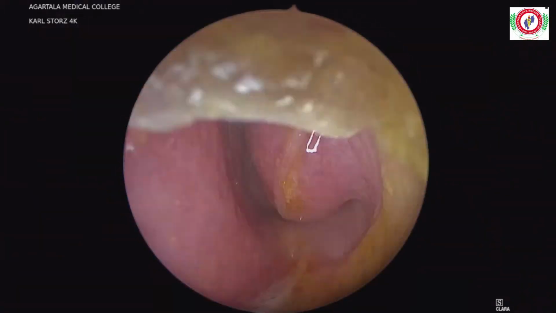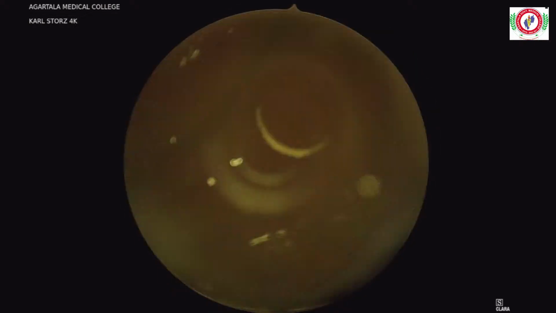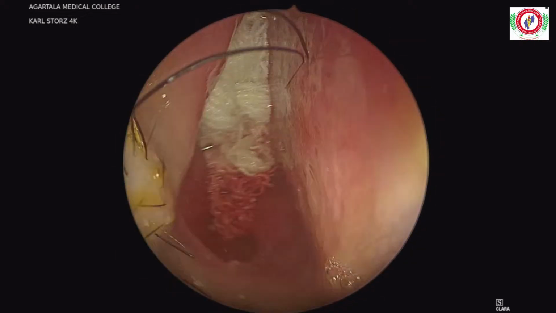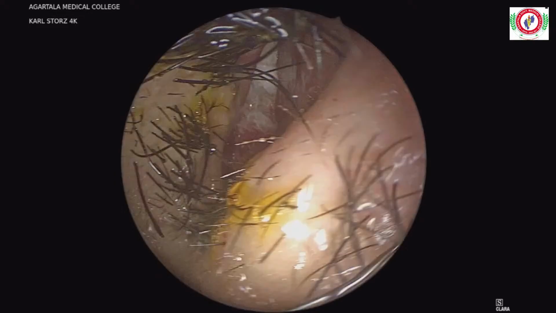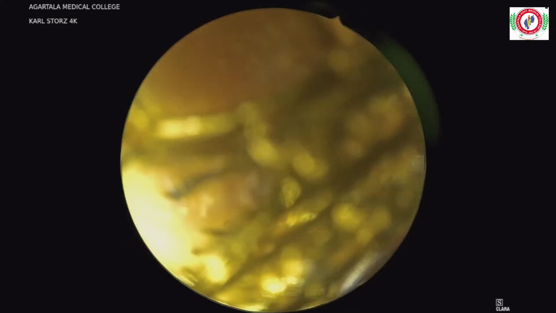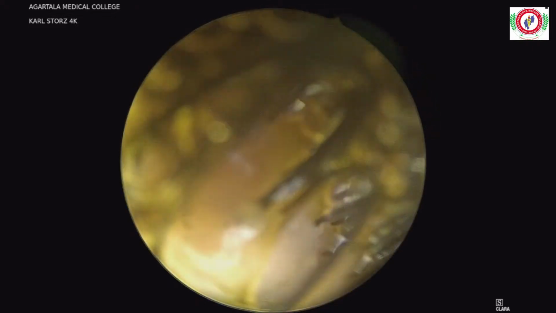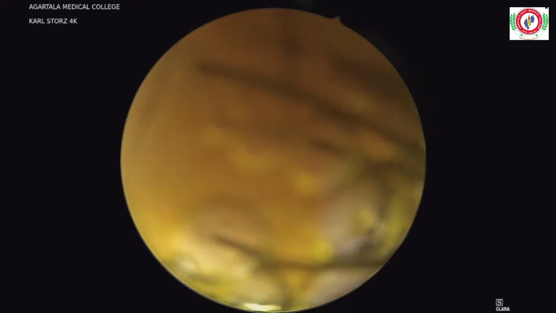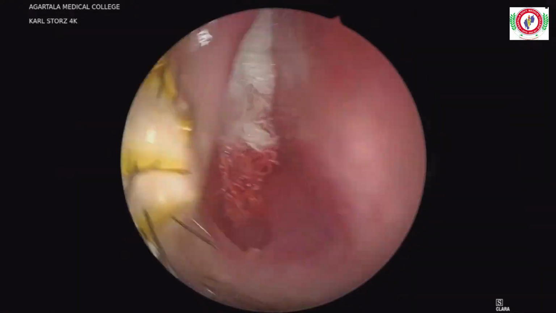On the left side also there are little secretions, but except for a small polyp which is an incidental finding, there is no disease on the left side. So I think we do not need to go on the left side. Correct, that is what we saw in the CT. Yes, that is what we saw in the CT.